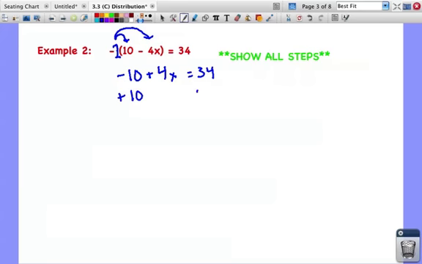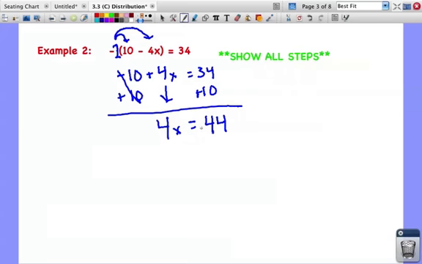I'm going to add 10 to both sides of the equation, to the left side of the equal sign and to the right side. These cancel each other out. That was the whole reason why I did it. My 4x comes down. Equal sign comes down, and then 34 plus 10, that's just 44. Now I've got 4 times something equals 44.